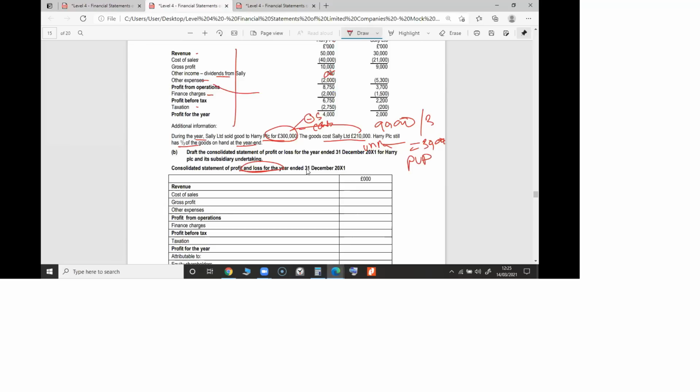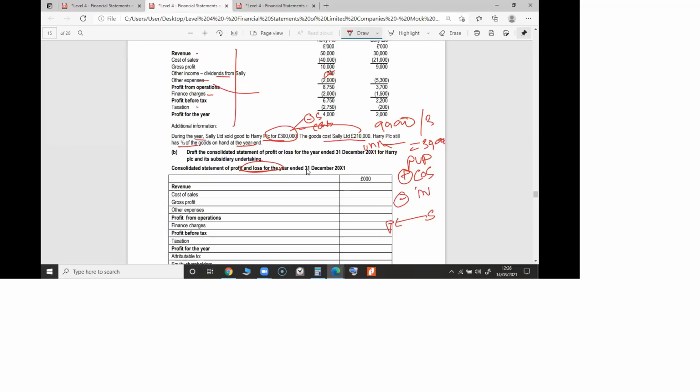Who is selling to whom? Yes, fantastic, Hakan. Thanks for reminding us the double entry. You add this PUP with cost of goods sold or cost of sales, and you deduct from the inventory, closing inventory. Okay, that's definitely true. But who is selling to whom? This time, subsidiary is selling to parents. Fantastic, Vivian. Subsidiary is selling to parents.